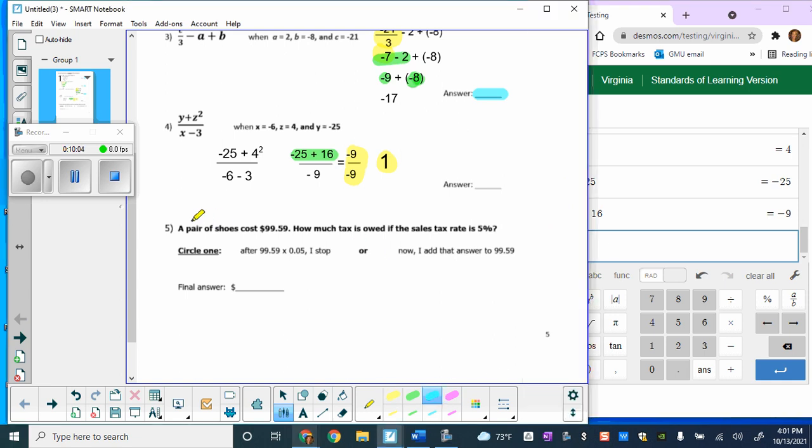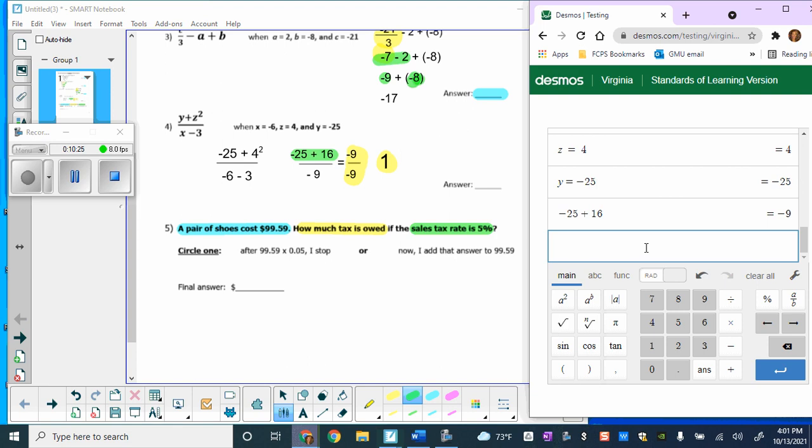Let's just reread this problem here, number 5. We have a pair of shoes costs $99.59. I want to know how much tax is owed if the sales tax rate is 5%. So the first thing that you guys have always done is find 5% of the cost. And so that's just $99.59 times 0.05. Now over here, if I type in 5 and then we click the percent, see how it automatically types in the word of?